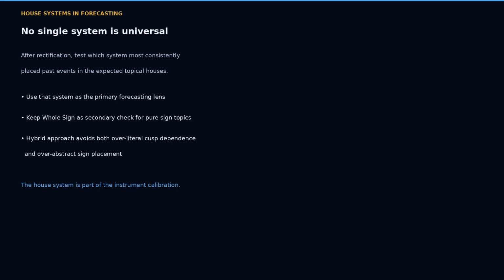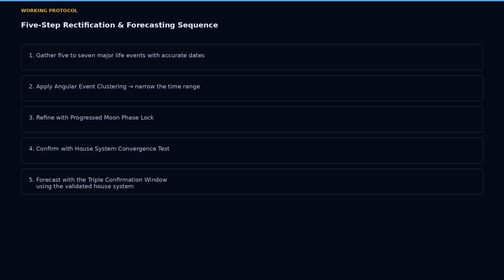Summary, working protocol. 1. Gather 5 to 7 major life events with accurate dates. 2. Apply angular event clustering to narrow the birth time range. 3. Refine with progressed moon phase lock. 4. Confirm with house system convergence. 5. For future forecasting, apply the triple confirmation window using the house system validated in Step 4.